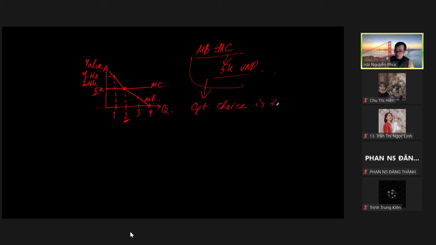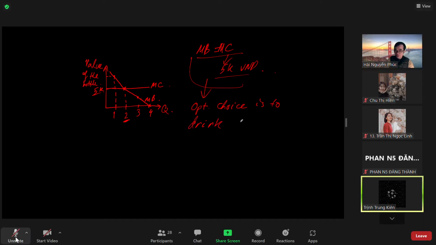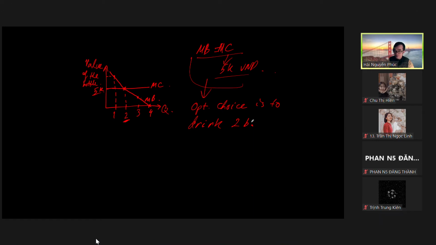So it means that my optimal choice is to drink how much? How many? Sorry, 2 bottles, right? Because at the quantity of 2, I have the marginal benefit of drinking equal to the marginal cost, right?